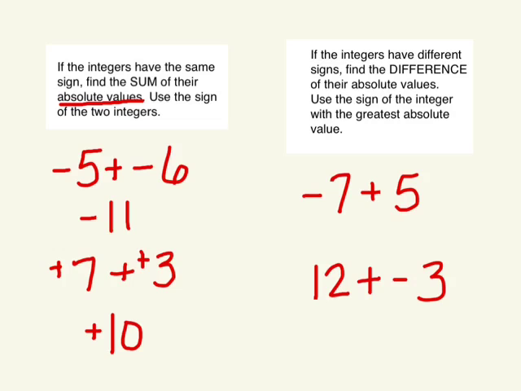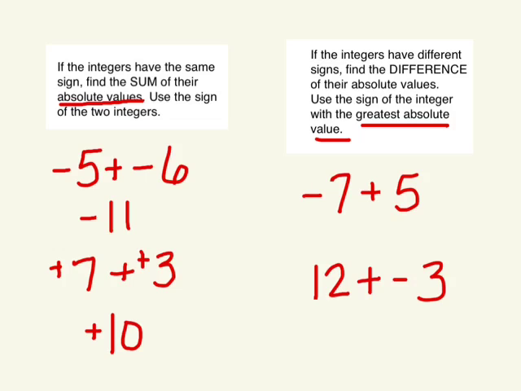Now, if the integers have different signs, you'll find the difference of their absolute values, and you use the sign of the integer with the greatest absolute value. Let's look at the first example, -7 plus 5. We have a negative sign, and we have a positive sign on our 5. It's not there, but we know 5 is positive.